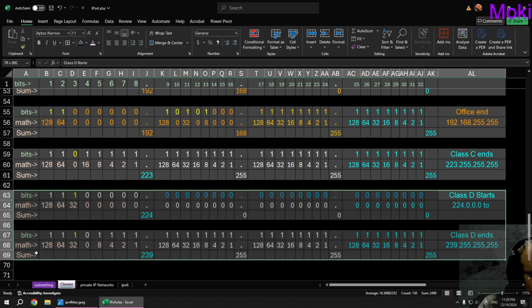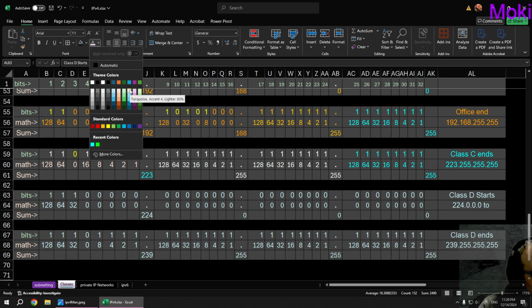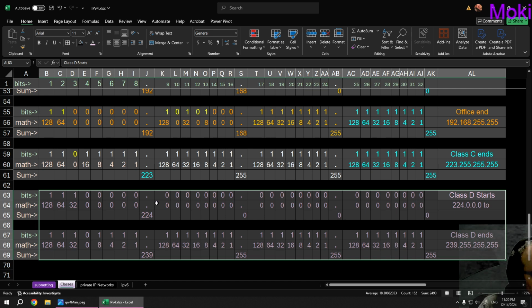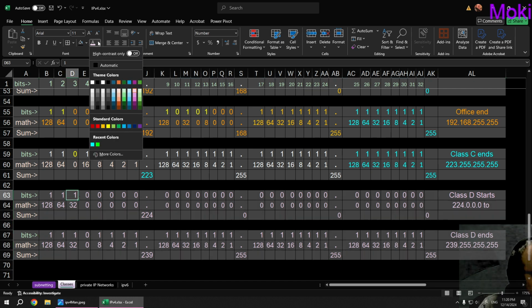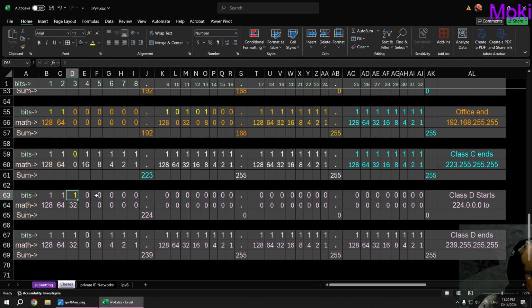I'll just give it a random color. What color do we want? Light blue, purple. The key thing to remember is this one here is a bit. It goes up to the third one. I don't know, you're supposed to get a feel for it after a while.